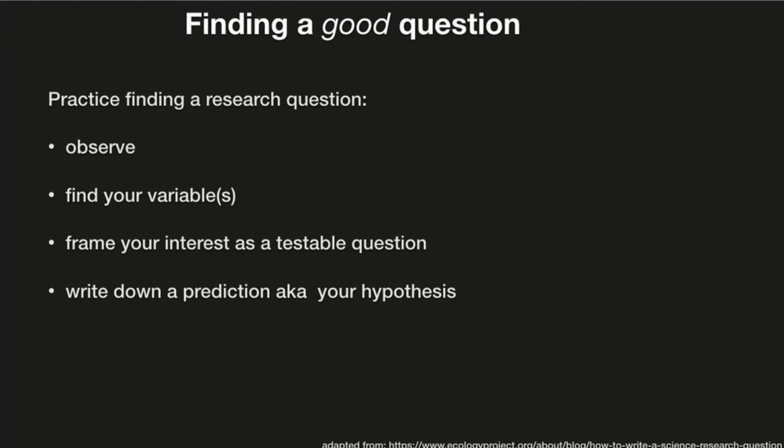We're not going to go any further than hypothesis at this point because we're going to talk more about experimental design in the coming videos. But for now, you're going to observe. You're going to come up with a question and variables that might let you answer that question, and frame it as something testable that can eventually, based on your predicted outcome, be placed into the context of a hypothesis.